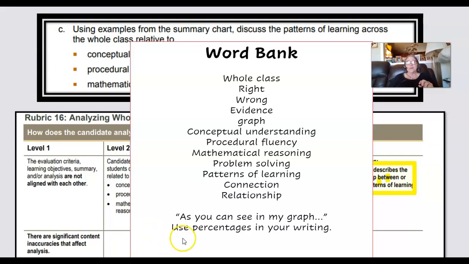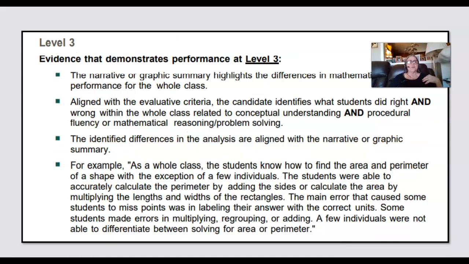And you also want to include percentages in your writing. And if not percentages, you need to be using numbers. 3 out of 20 of my students, 2 out of 5. So even if you don't do a percentage, give us a number. If you can give a number like that, you can definitely do a percentage. So use percentages in your writing so that we're getting the evidence to support your assertions.